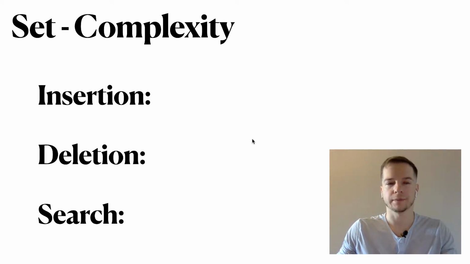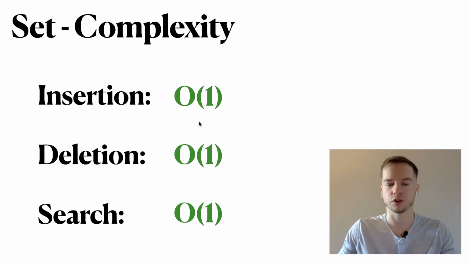What about complexity? A set is pretty efficient because it usually uses a hash map. So we have insertion of big O of 1, same for deletion and same for search. A hash map provides a very effective way of accessing or removing elements, because we have a key and we just address this key for anything, for insertion, for deletion, for search. But we'll cover this in a separate video about hash maps.